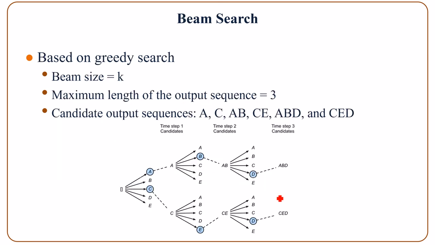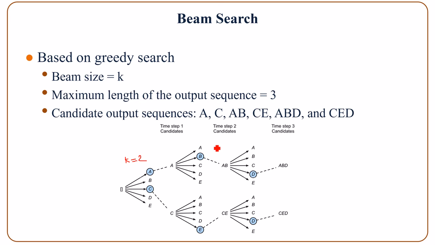The beam search approach comes to help. This approach is based on the greedy search. There is a hyperparameter called the beam size, and let's say the beam size is k. The maximum length of the output sequence is 3. In this example, k is equal to 2.